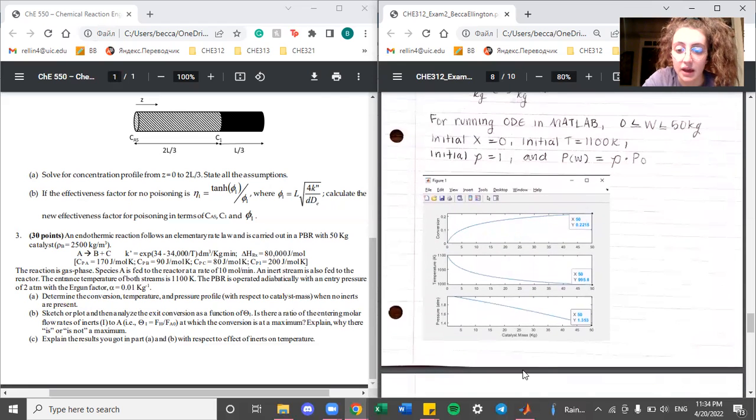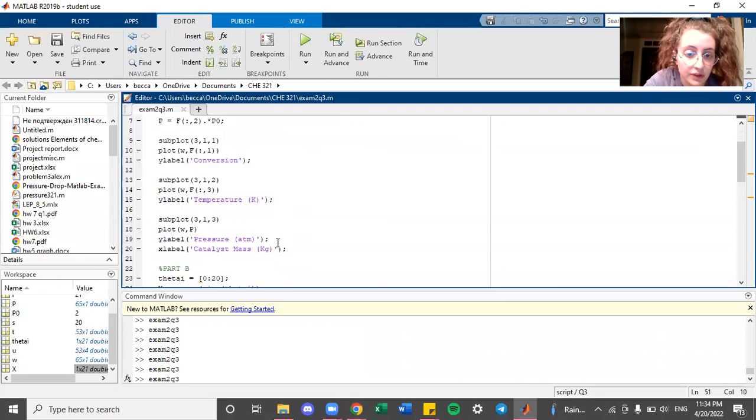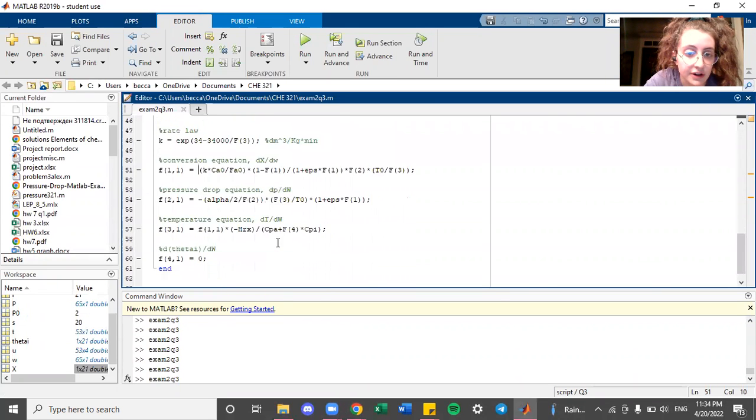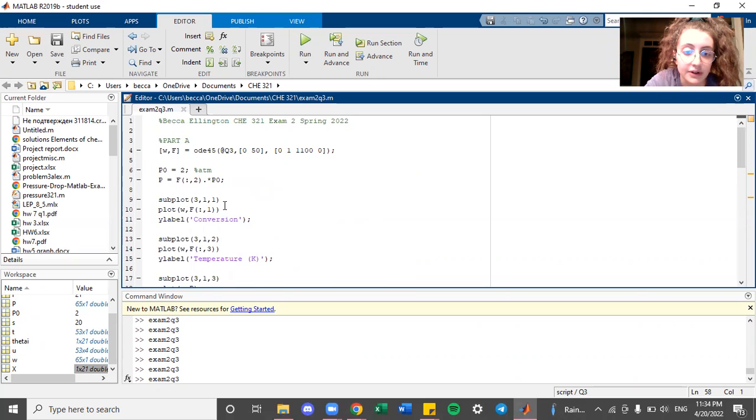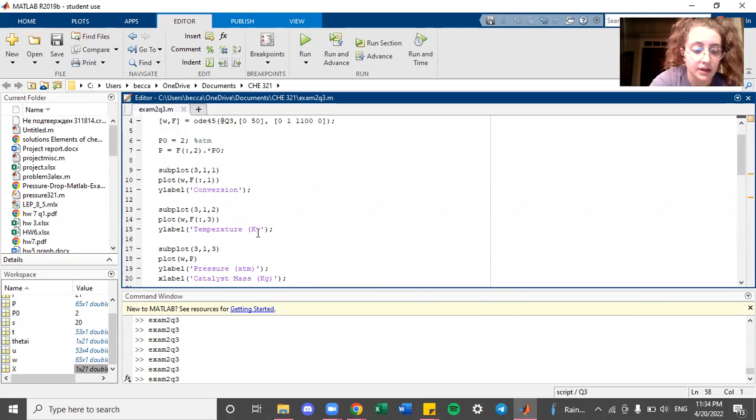And then I put the code into MATLAB. You'll see my differentials here, my conversion equation, my pressure drop equation, and my temperature equation. And then this is for part B. And then I just plotted each of those after running ODE45 on them.